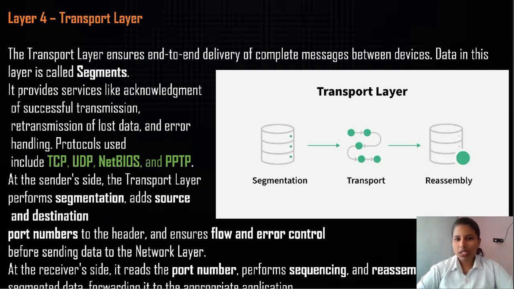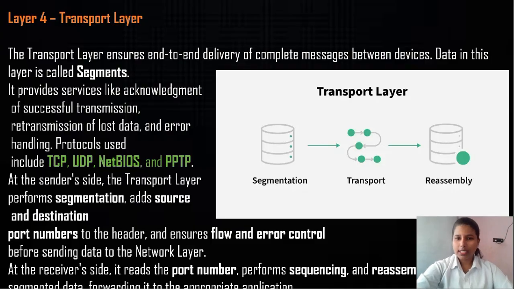As an analogy, we can say that a letter is divided into multiple pages, numbered properly, so that even if pages arrive late, they can be reassembled correctly. So this is what the transport layer means: it is the transportation place.